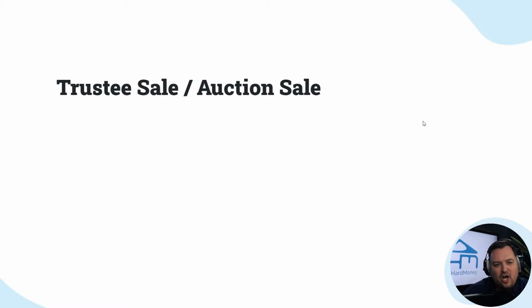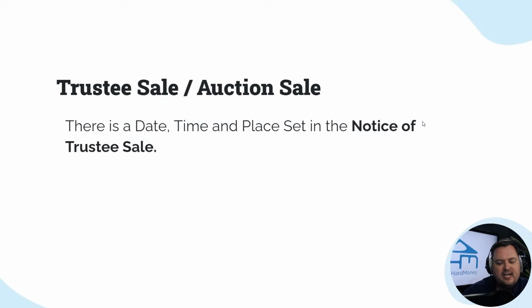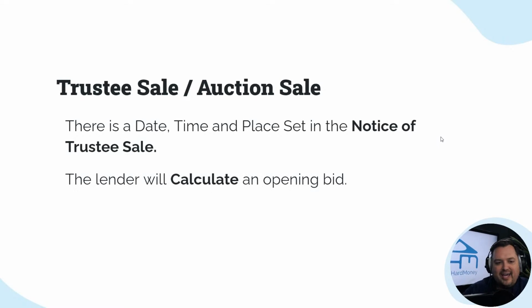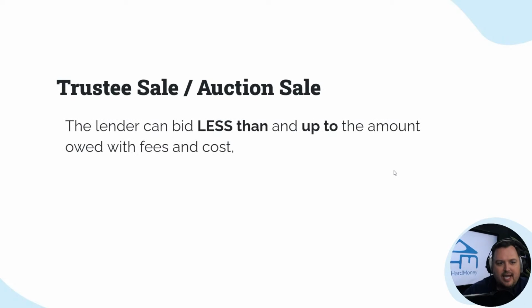Trustee sale / auction. So next what happens is there's the trustee sale or there's the auction of the property. There's a date, there's a time, there's a place, the notice of trustee sale, and then the sale happens. The lender will calculate an opening bid. At the auction, the lender can bid less than what's owed to them, and they can bid up to what's owed to them. So let's say the lender is owed $150,000 with late fees and penalties and attorney's costs and all that type of stuff.